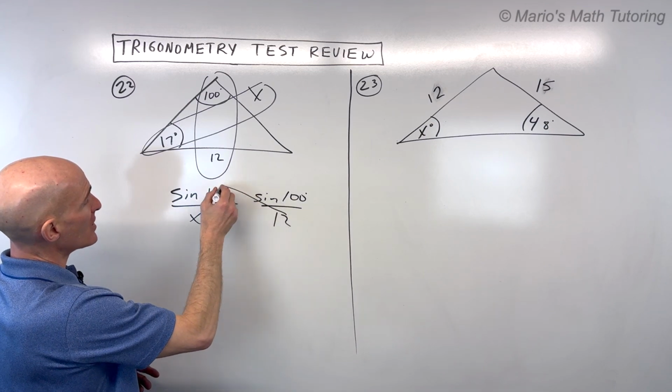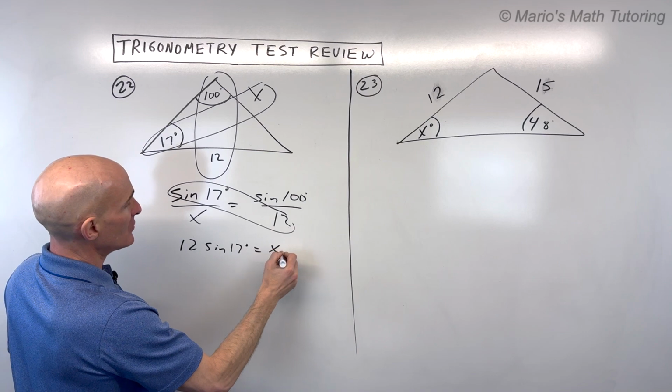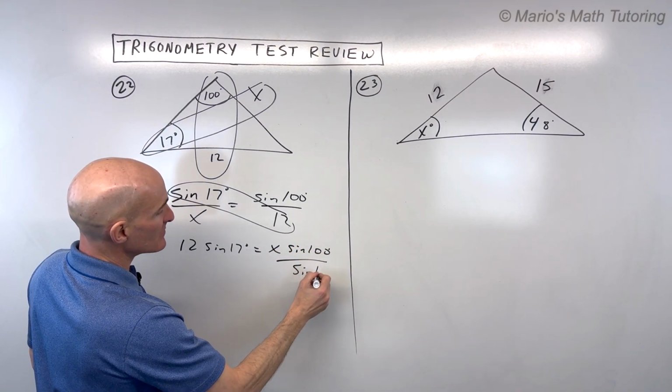So what I'm going to do is cross multiply. That's 12 times the sine of 17 equals x times the sine of 100. I want to get x by itself, so I'm going to divide both sides by sine of 100.